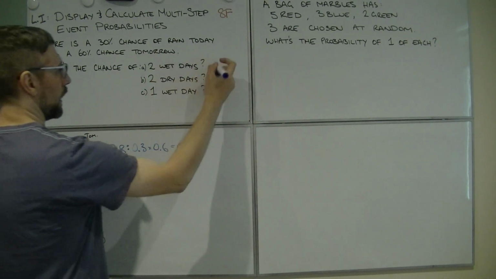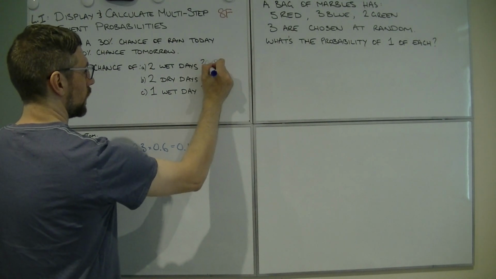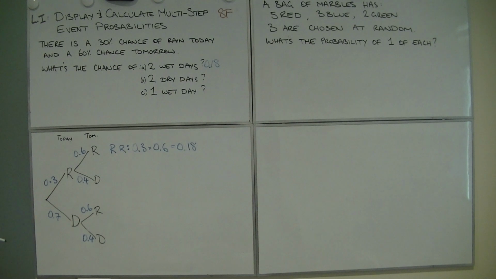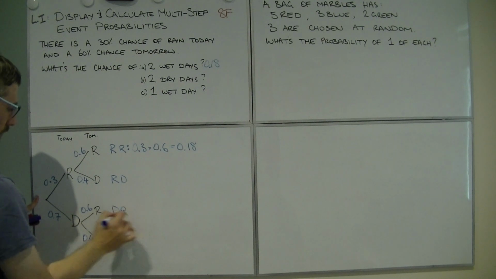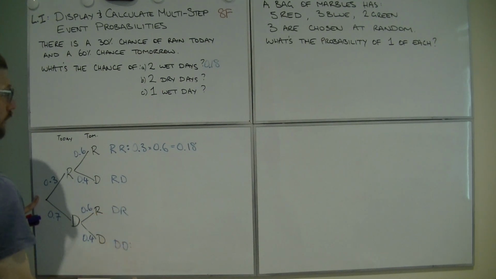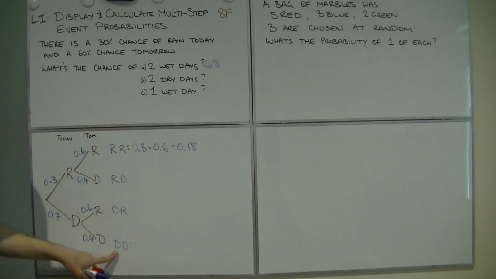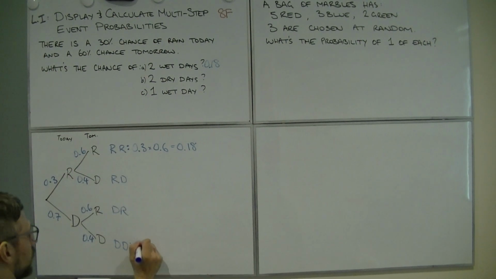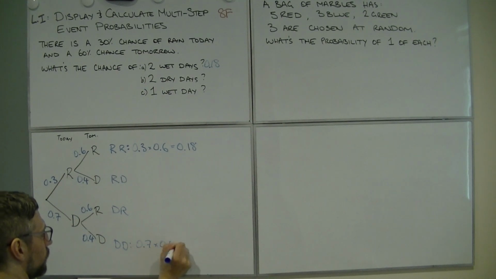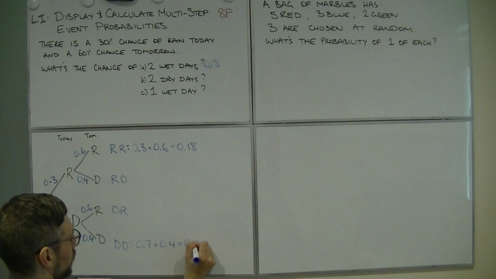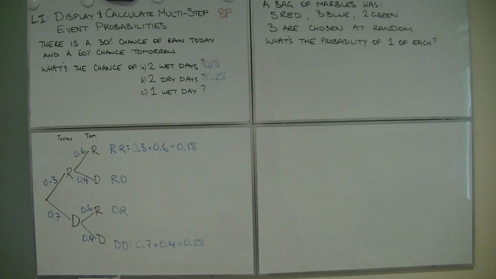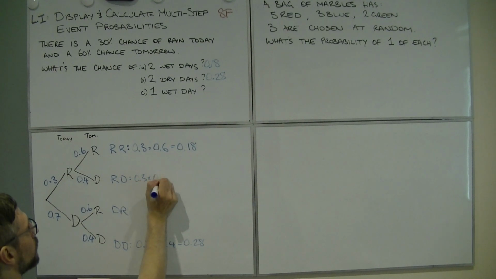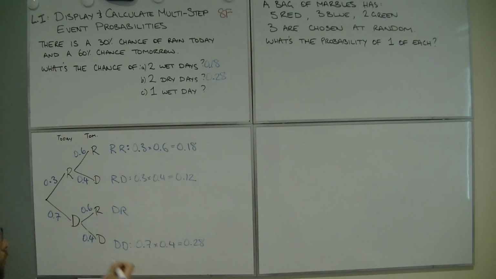Cool, so I can put that up here as 0.18, or 18%, whatever you want. Cool, okay. Here would be RD, here would be DR, here would be DD. Cool, the next one I asked for was 2 dry days, so I'll go with that one next. Well, that's 0.7 and 0.4. Great, which gives me 0.28. Great. Okay. One wet day. Well, I could go this way, which would give me 0.3 by 0.4, gives me 0.12, or I could have gone this way.